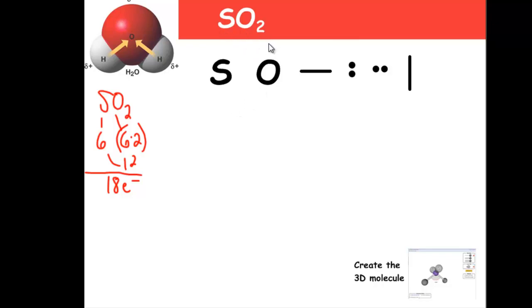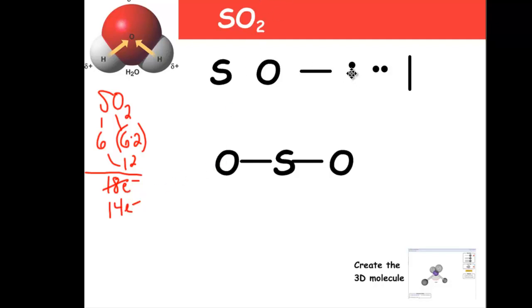Now, pick your center atom. There's only one sulfur, 2 oxygens, so you could probably envision sulfur being in the middle and oxygens being around the outside. Connect them all with a single bond. And then don't forget to subtract 2 plus 2. Subtract 4 from your pool. So 18 minus 4 brings us down to 14 electrons.